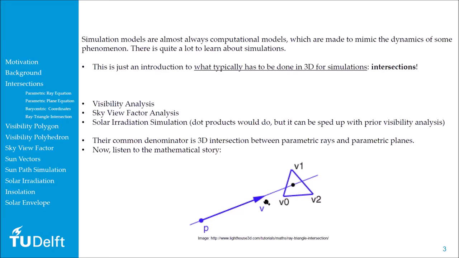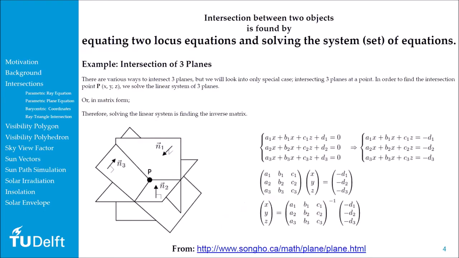So you have an object, you want to see if a ray of light sees that object or not, then that question boils down to whether there's an intersection between the two things or not, right? And all of these things that I'm talking about today are one way or another related to this business. Well, how do you compute intersections? What is the general idea behind computing intersections?